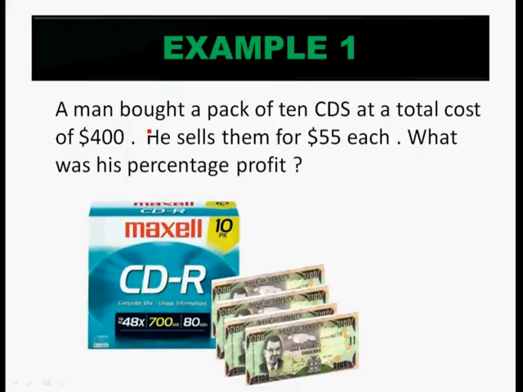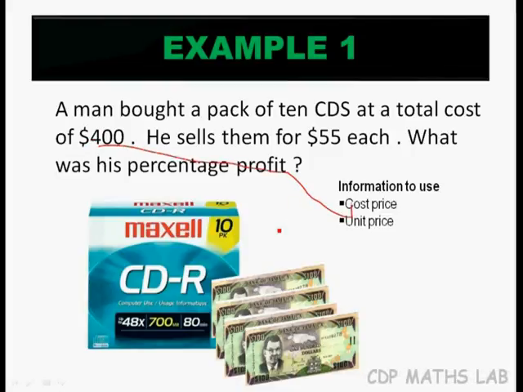Alright, you go and work them out. Now, what's the question? What was his percentage profit? Information to use: cost price, unit price. Because they give you the cost price, don't they? And what's the cost price? The $400. And the unit price was what? $55 each. Unit means 1. How much for 1? What you are supposed to find out? Percentage profit. Welcome to percentage profit.